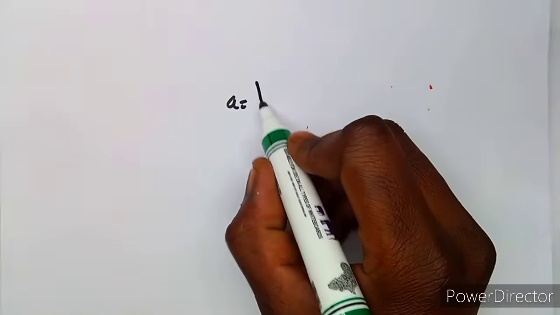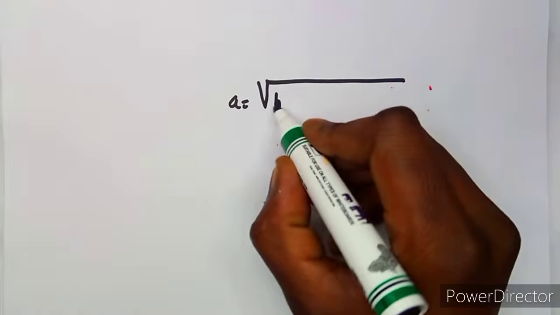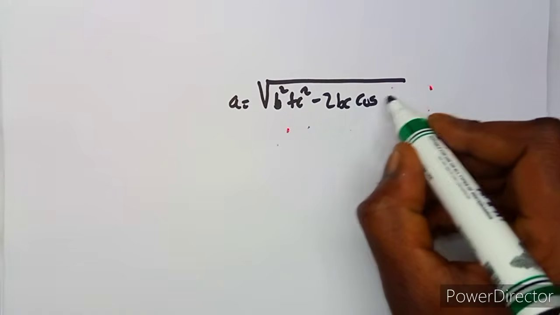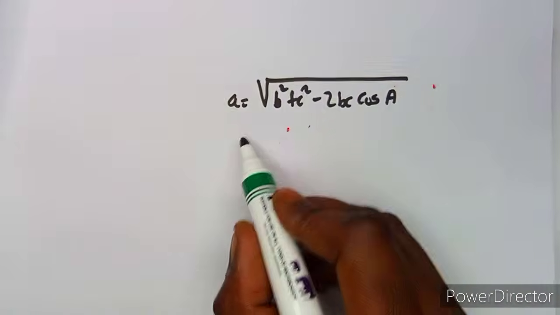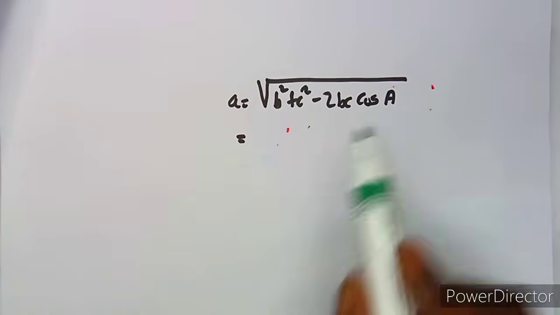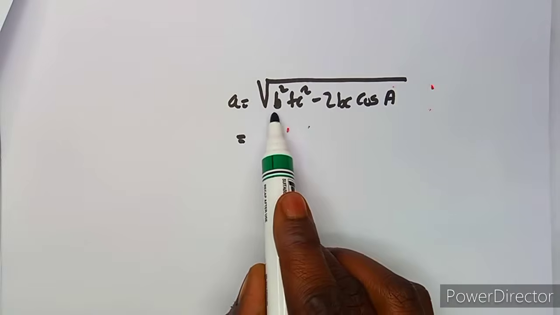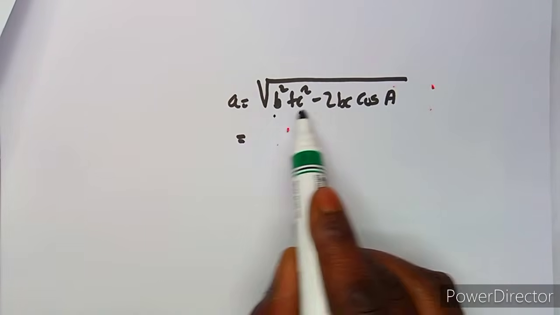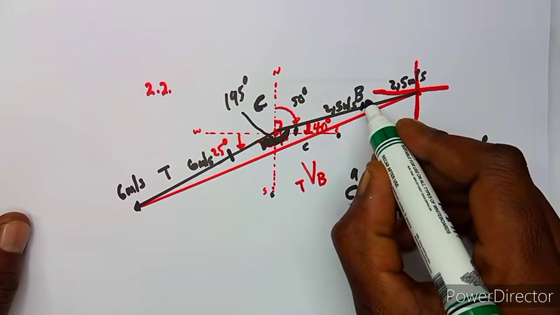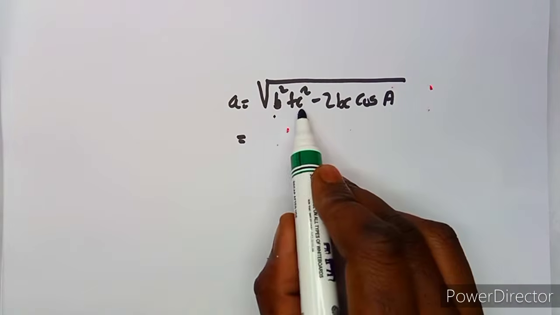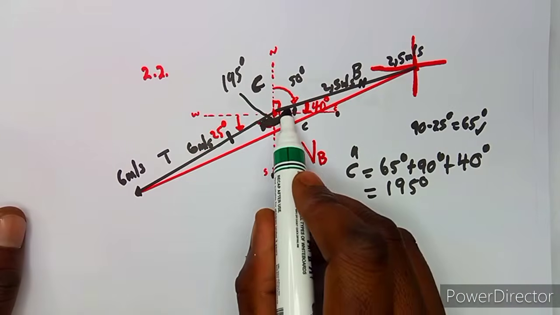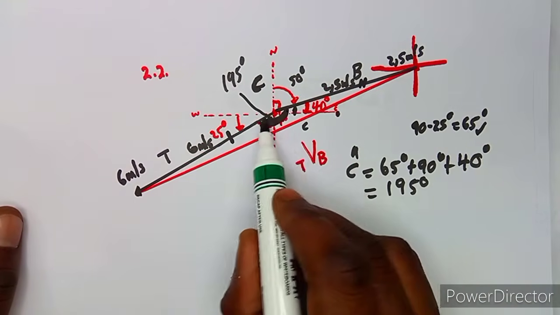A is equivalent to the square root of b squared plus c squared minus 2bc cos A. Actually, this formula, guys, whether you're calculating C or you're calculating B, you just use this formula. What you just need is to know what B and C represent. These are the sides which create your angle, this side and this side. That is your B and C. And this A is the angle which is created by the sides, which is this angle of 195.